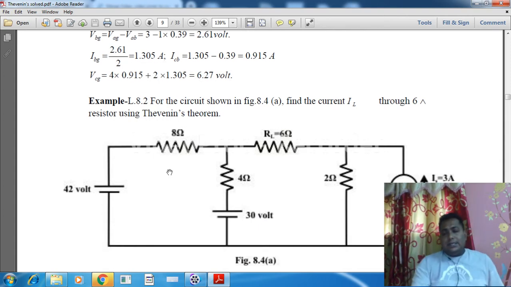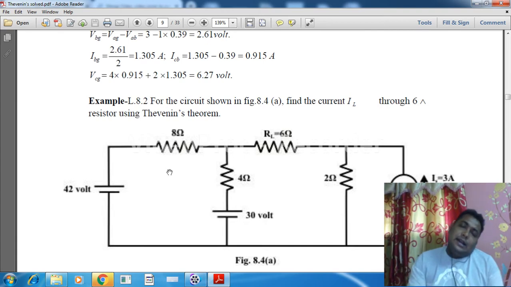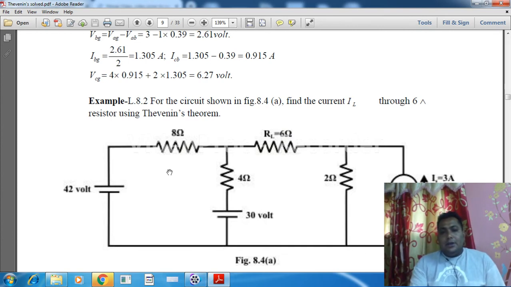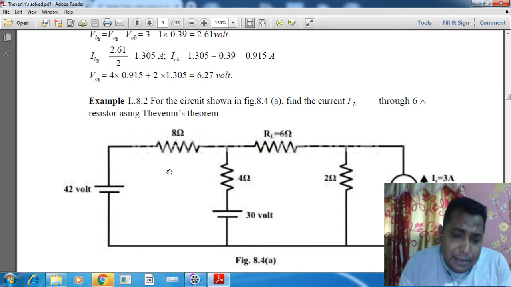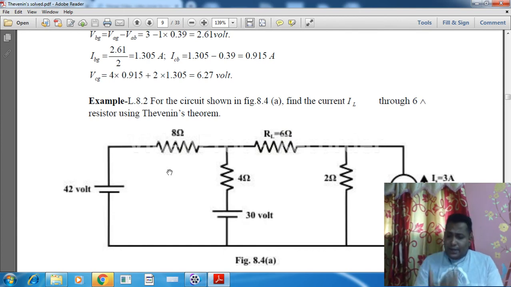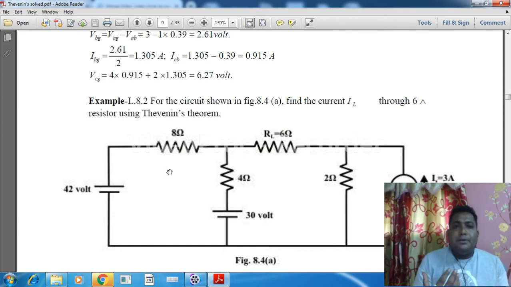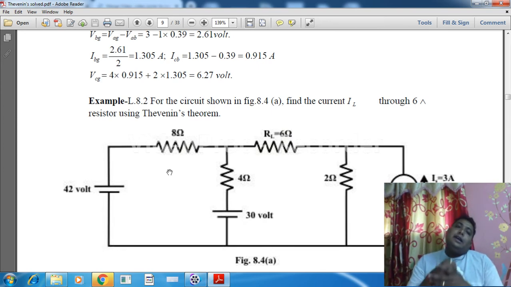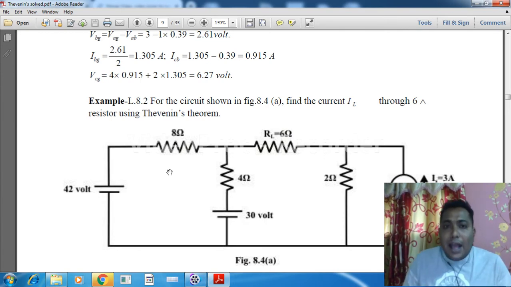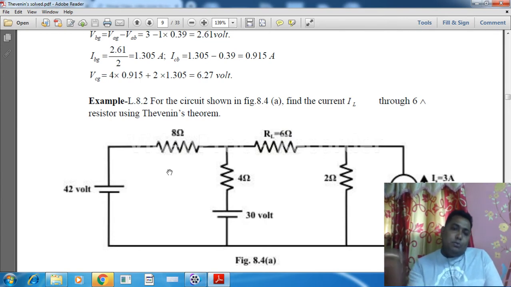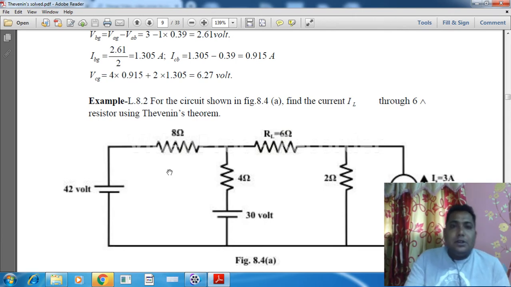Okay, so now this is the second problem. So I think you have understood many things regarding how to solve a Thevenin's theorem. So here I have considered a three source circuit to solve this Thevenin's theorem. I am telling you how to solve it, but a little bit faster than the earlier one, because I have already discussed everything with you. Just for better understanding, I am going to tell you how this Thevenin's or maximum power transfer theorem can be solved.